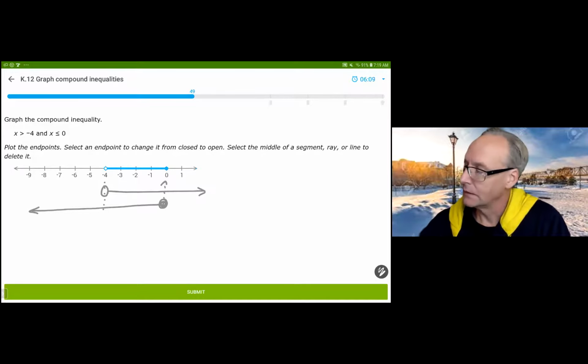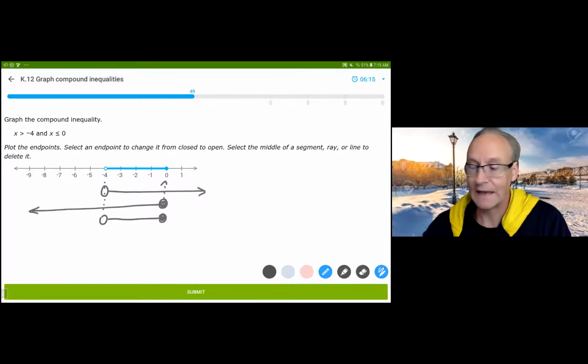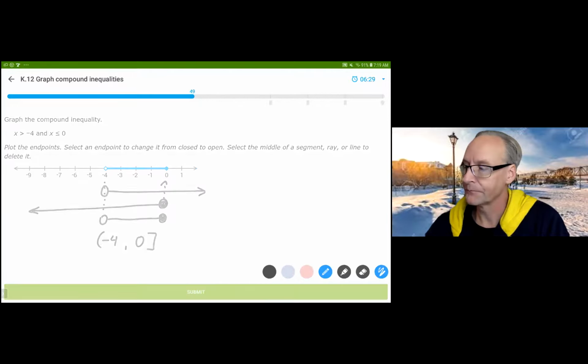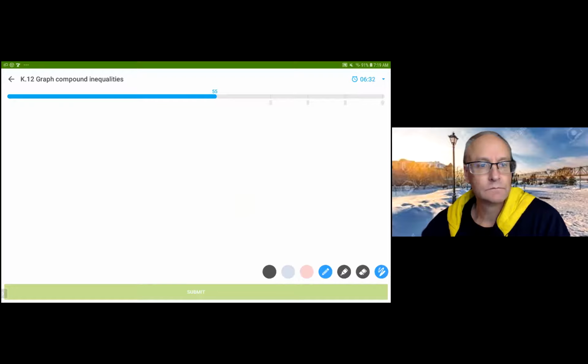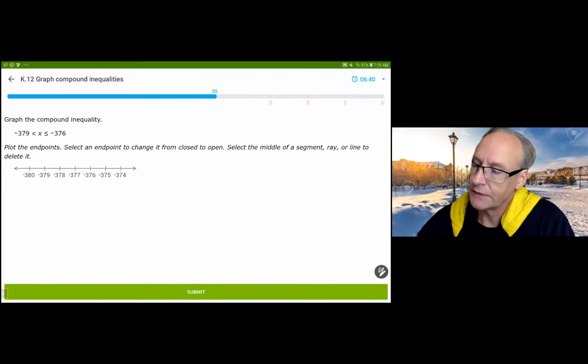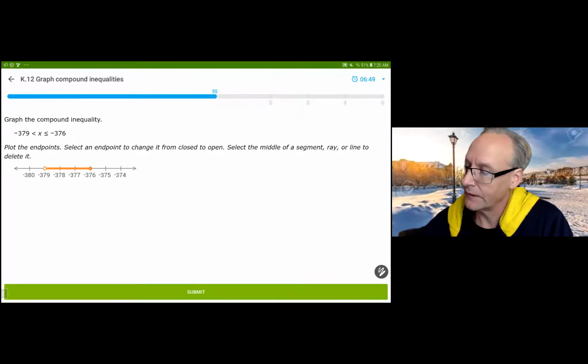And so my intersection looks like this. Hopefully that helps. If I were to write that one in interval notation, we would be talking about -4 up to 0, including 0. So there we go. This time we're between negative, I'm not gonna do the other parts. -379 is not included, and we're going up to -376, which is included. And there we have it.